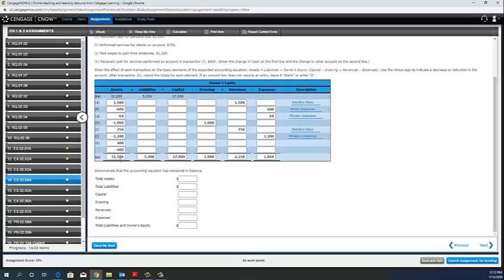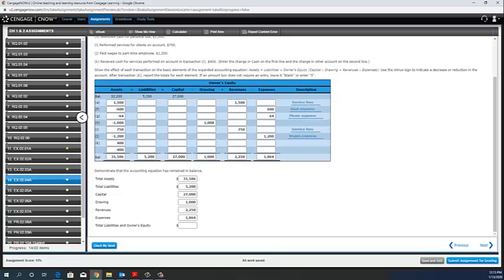So we already have the balance of our assets. We'll bring it down to this column. Liabilities are 5,200. Capital's 27,000. Drawing is 1,000. Revenues are 2,250. Expenses are 1,864. Now when we're getting our total liabilities and owner's equity, you have to be really careful.